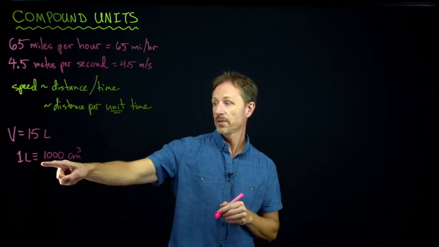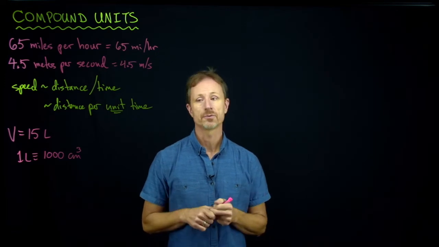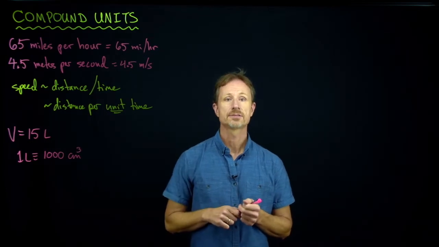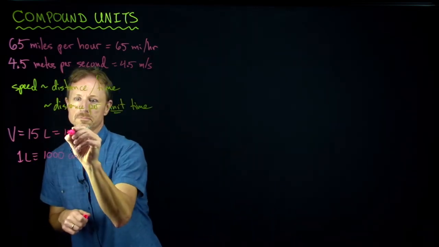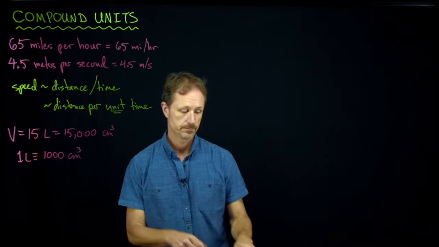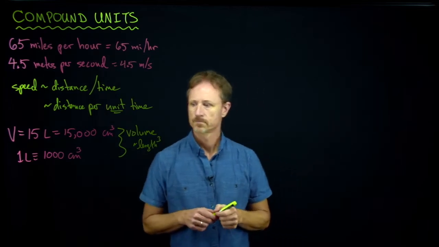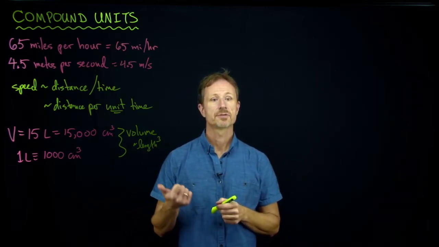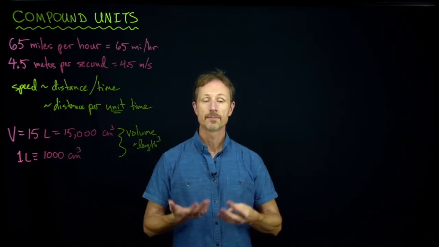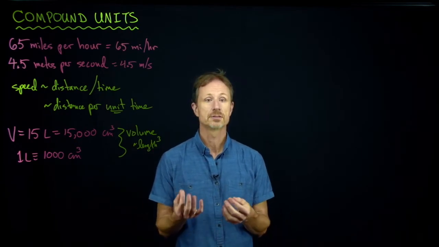By the way, when I use a triple equal sign like that, that means is defined to be. It's a stronger statement than happens to be equal to. So with that definition of a liter, I can rewrite my volume as 15,000 cubic centimeters. And that should make it pretty obvious that the dimensionality of volume is length cubed. Any unit of volume, fluid ounces, teaspoons, tablespoons, cups, pints, quarts, gallons, bushels, Olympic swimming pools, if it's a unit of volume, it must have dimensionality of length cubed, whether it looks that way or not, obviously.